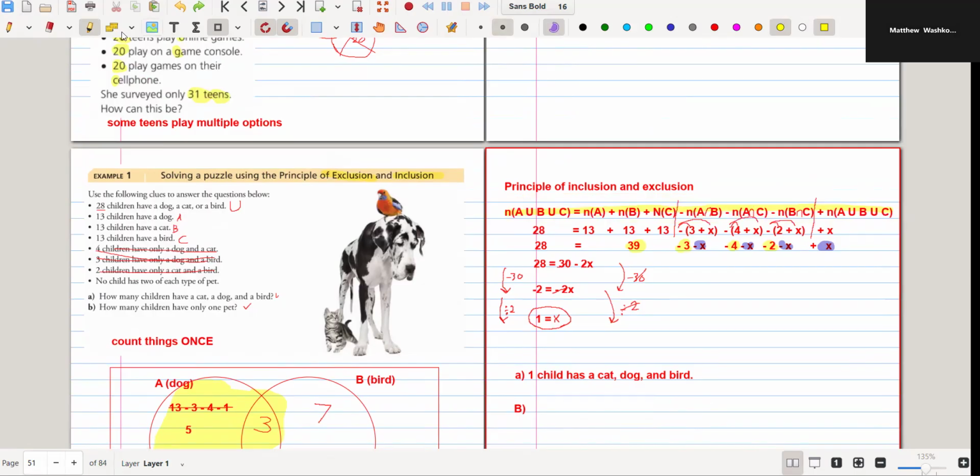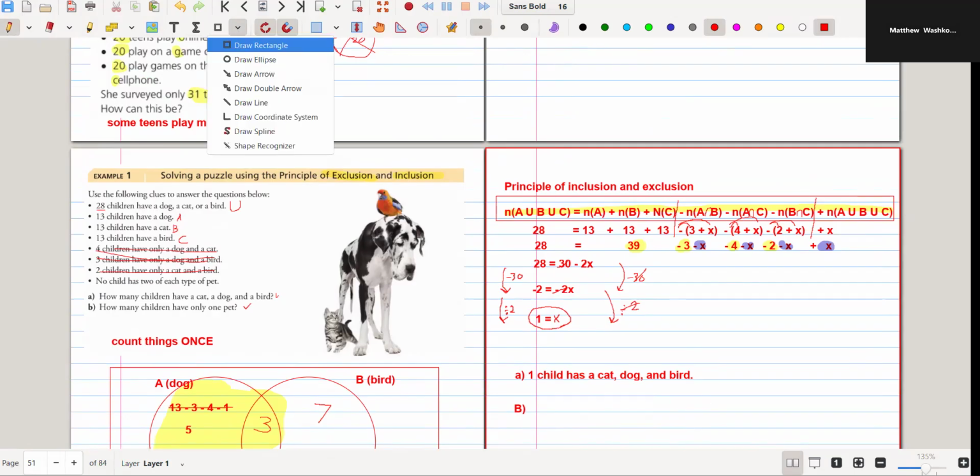Remember this set notation here, which I really recommend you guys actually box. Box that. That's important. That'll come later. That's universal for 3 sets, guys. So you don't have to think about it all the time.